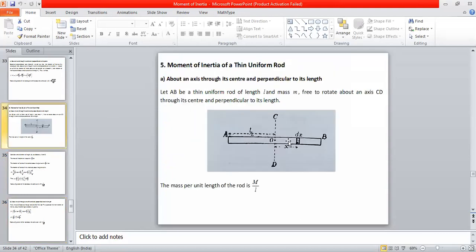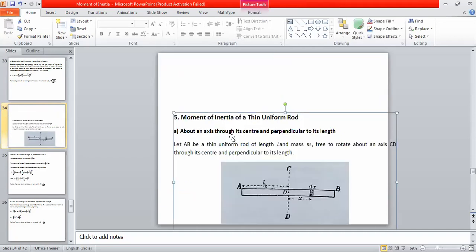The diagram is not drawn, but let me show it here. The axis CD is now not passing through O, it is passing through either A, extremely sorry.